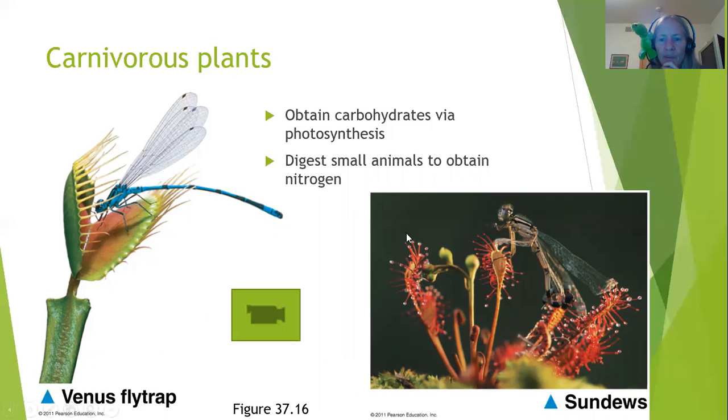Here's another example of a carnivorous plant, this sundew, and these sundews have these hairs that are sticky, and so here is a fly of some sort that has gotten trapped on one of these sundews, and it will eventually get digested by the sundew. The sundew kind of folds in on it and pulls it in and digests it.